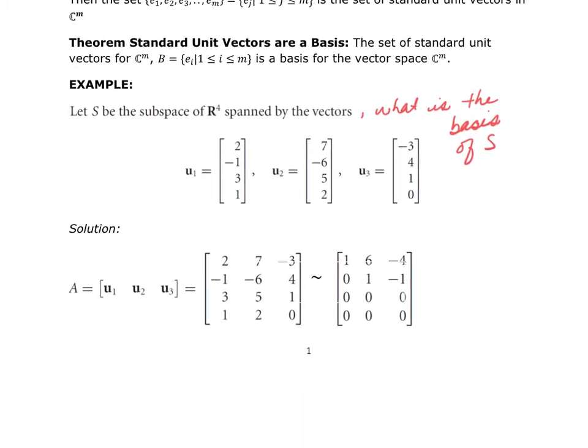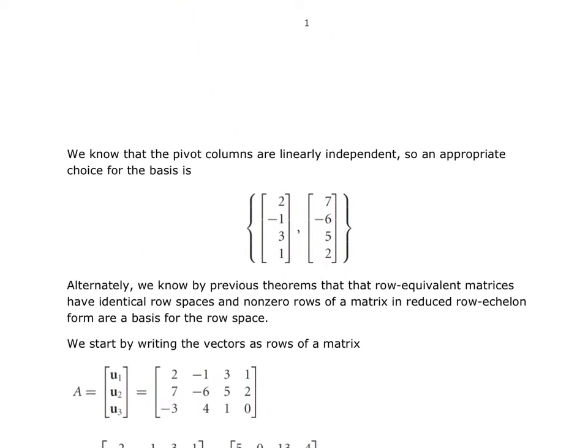So I have 2 ways of doing it. The first way is I go ahead and just put those 3 vectors into a matrix, reduce to reduced row echelon form, and I get this coming out. And I know that wherever I have a pivot, my pivot columns, which are the first and the second columns, those will be my independent vectors. And so my appropriate choice for my basis, again, would be the first and second vectors.